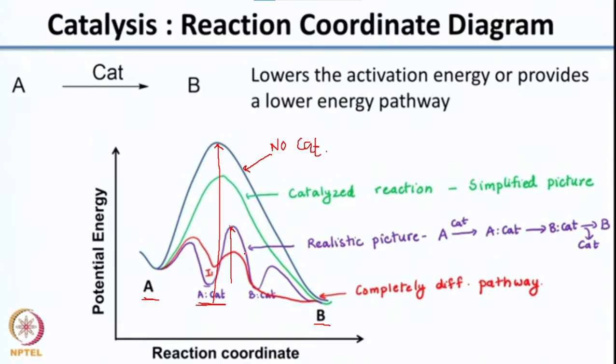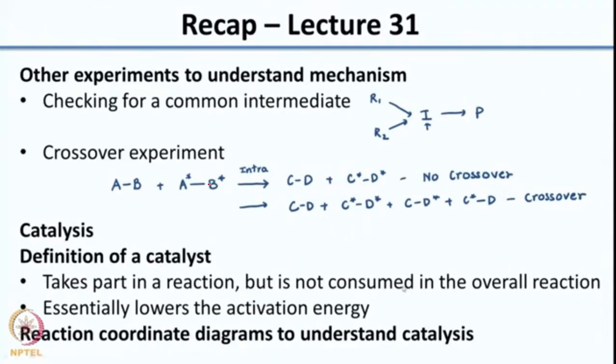The other case is also there, where the path will be completely different. This is called a completely different path followed by the reaction to give the corresponding product. In that case, if the path is different, the intermediates formed during the reaction will also be completely different. Okay. Then what have we learned here?